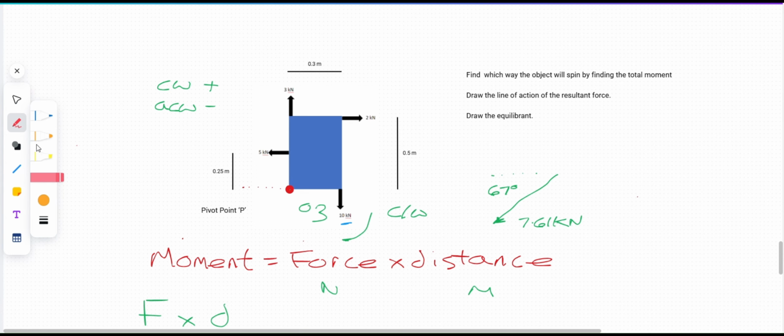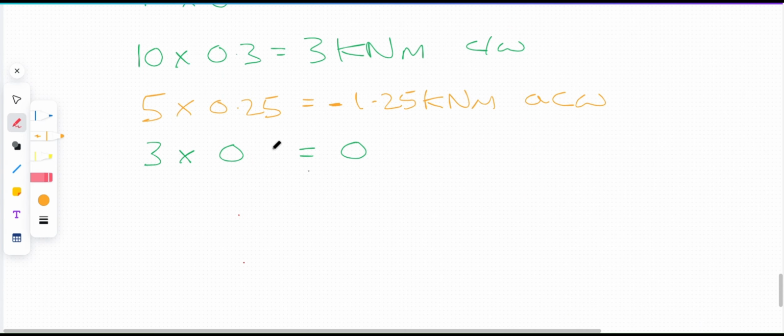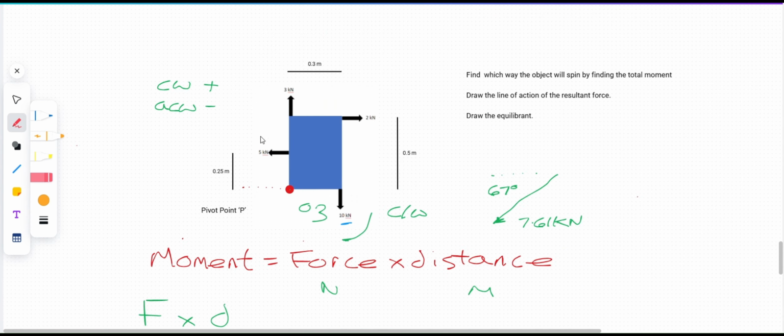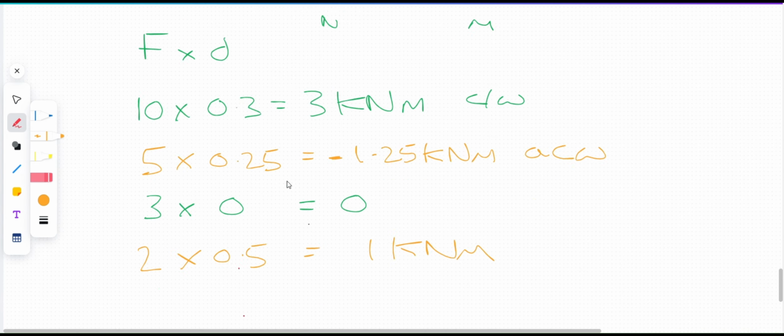Let me get my pen back. It's going to be 2 times by 0.5. Gives us 1 kilonewtons per meter. Right? And it's going to make it spin clockwise. That thing would go clockwise about that red dot. So it's clockwise. So put clockwise there. Leave it as a plus.